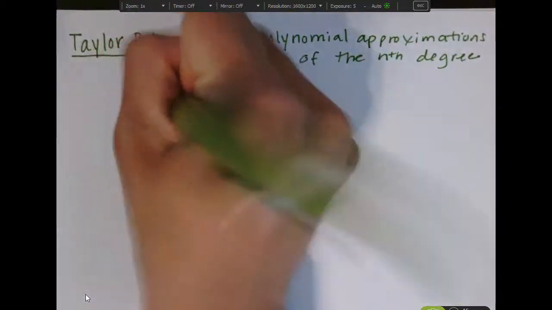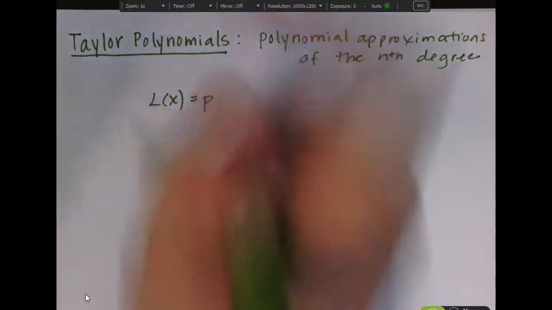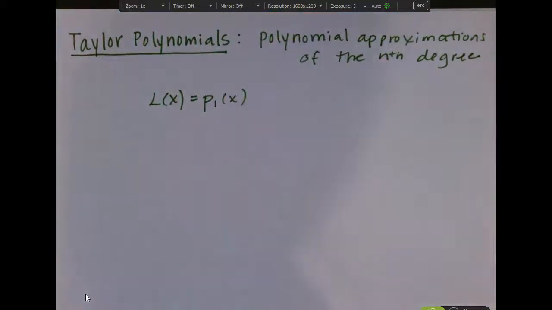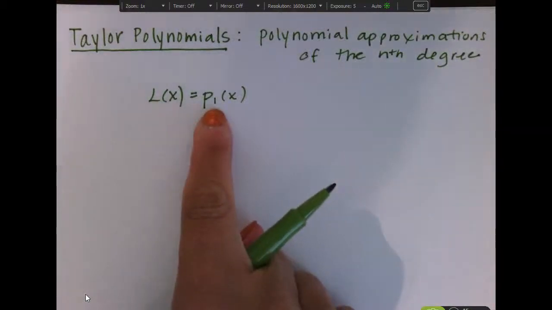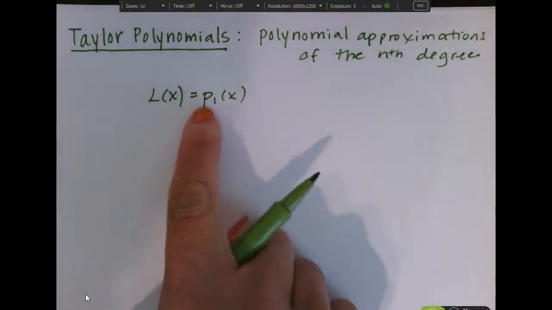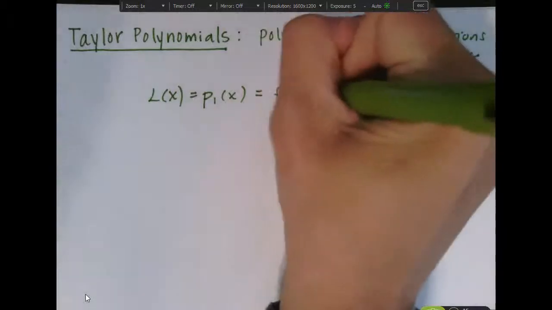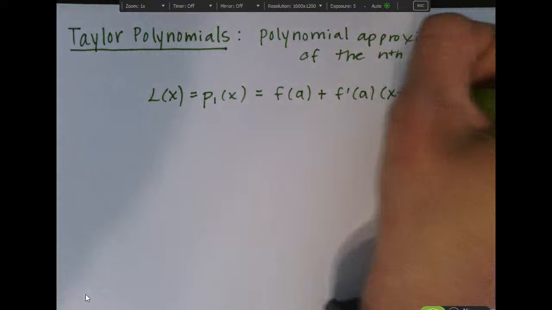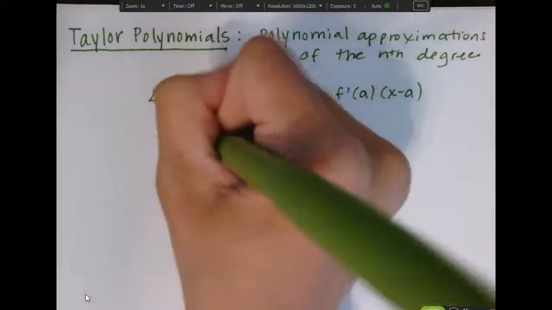The linear approximation, which was previously denoted in Calc 1 as capital L of x, will now be denoted p sub 1 of x, because we want to differentiate it from a first degree polynomial approximation from a second or a third or a fourth degree. So this is saying a first degree polynomial approximation. And the formula for that, again, f of a plus f prime of a times x minus a. So we knew that one already.